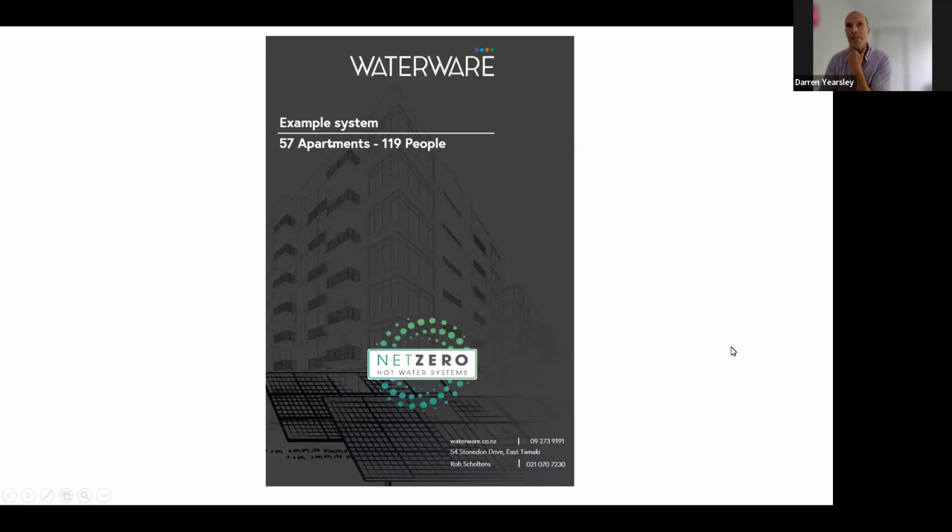Okay, so here's a worked example of the output which we get from the engineering tool, just to give you an idea of the scope of the system. This particular building was 57 apartments and the maximum occupancy was 119 people. So we use that to drive the engineering tool for the total capacity. And this is an example of what the engineering tool will put out.